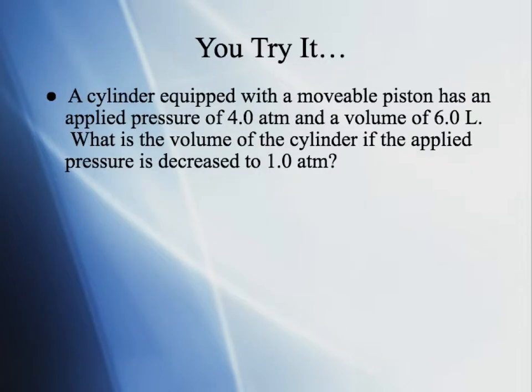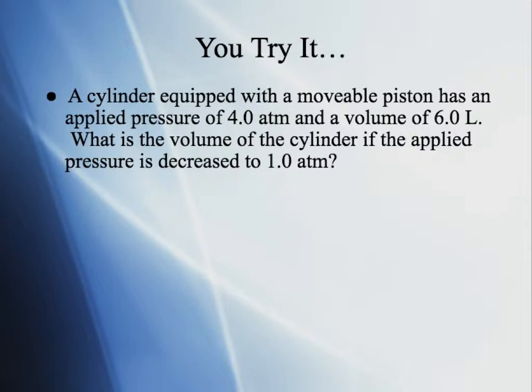All right, so here's a you try it. A cylinder equipped with a movable piston has an applied pressure of 4 atmospheres and a volume of 6 liters. What is the volume of the cylinder if the applied pressure is decreased to 1 atmosphere?